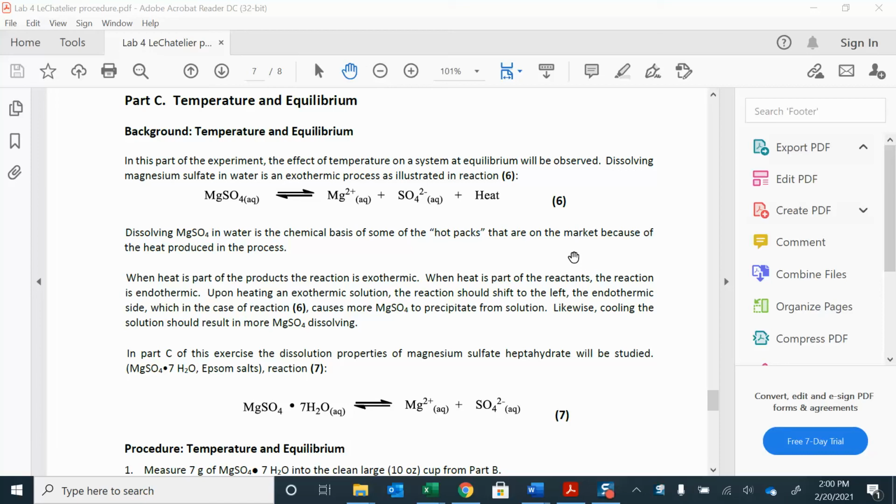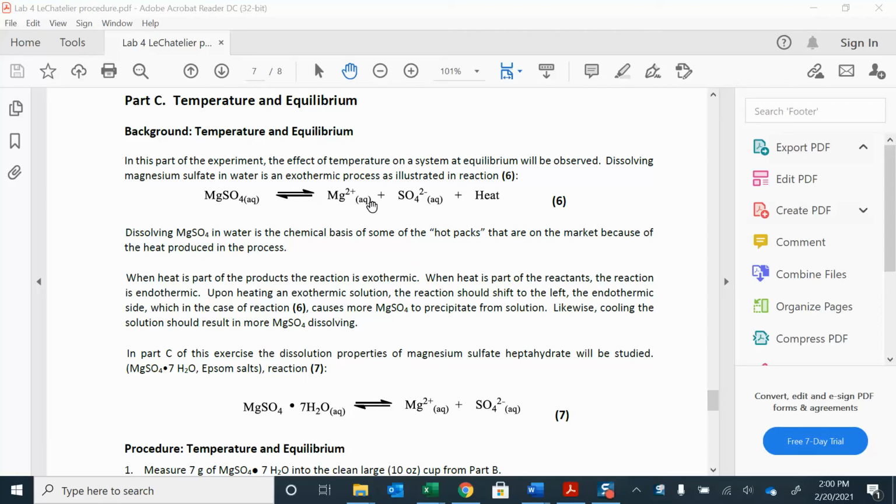Part of this lab, we're going to be looking at how temperature can affect the equilibrium. And the temperature effects really depend on if your reaction is endothermic or exothermic. So in this first example, taking magnesium sulfate, that's not with the hydrate, just magnesium sulfate. This is what we find in hot packs.